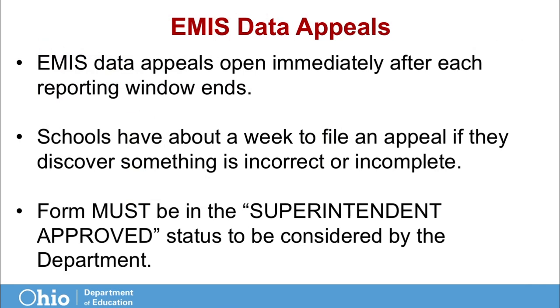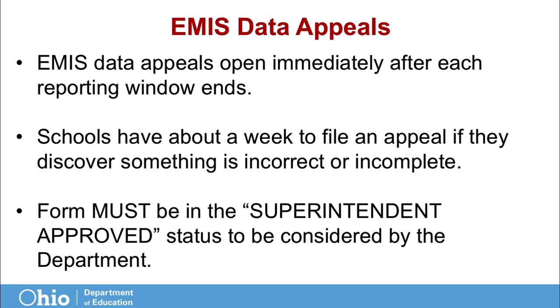Once each reporting window ends, an EMIS data appeals window opens where the school has one last chance to correct anything that is incomplete or incorrect. Schools have about a week to file an appeal if they discover something is wrong. An appeal can be completed by anyone holding one of these roles in OEDS: EMIS coordinator, treasurer, superintendent, or superintendent designee.